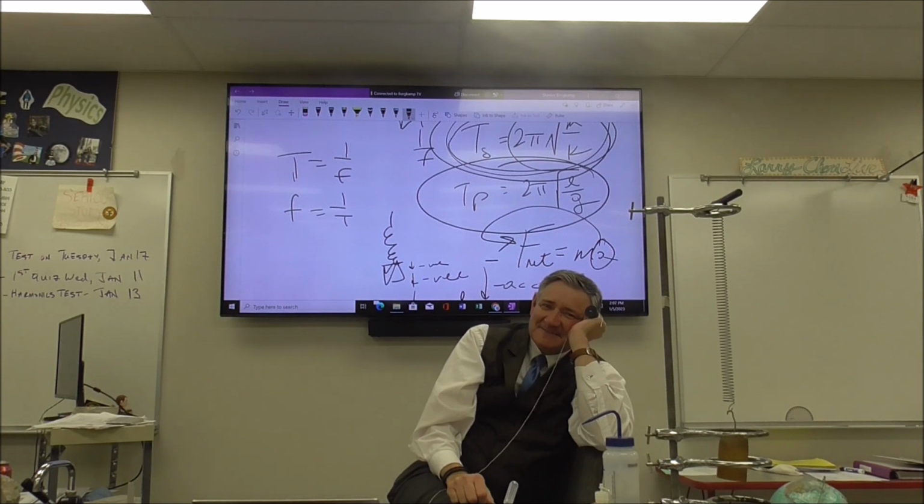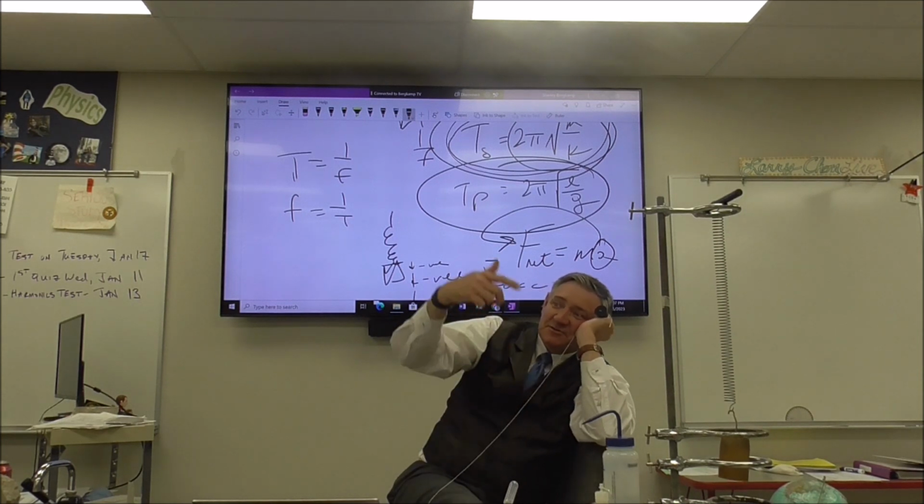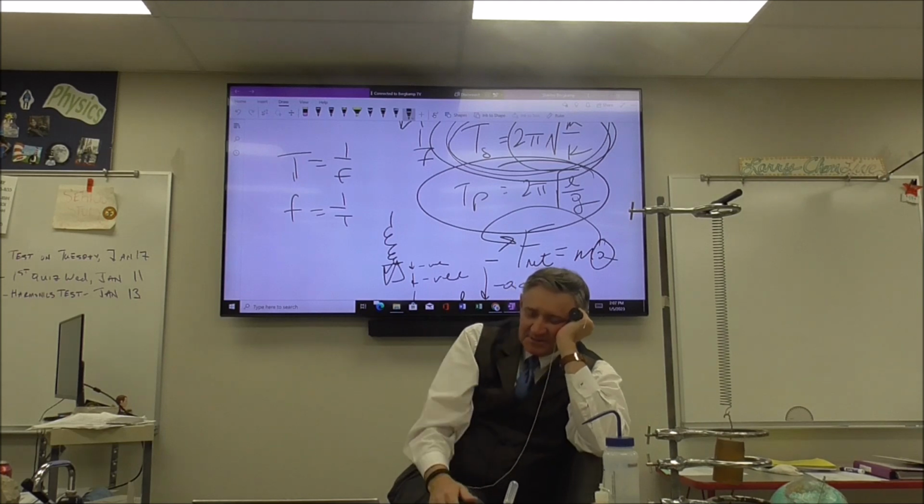It's going to increase. Why? Because g is on the bottom, and you're dividing by a smaller number, so therefore the period is going to get larger. Good stuff.